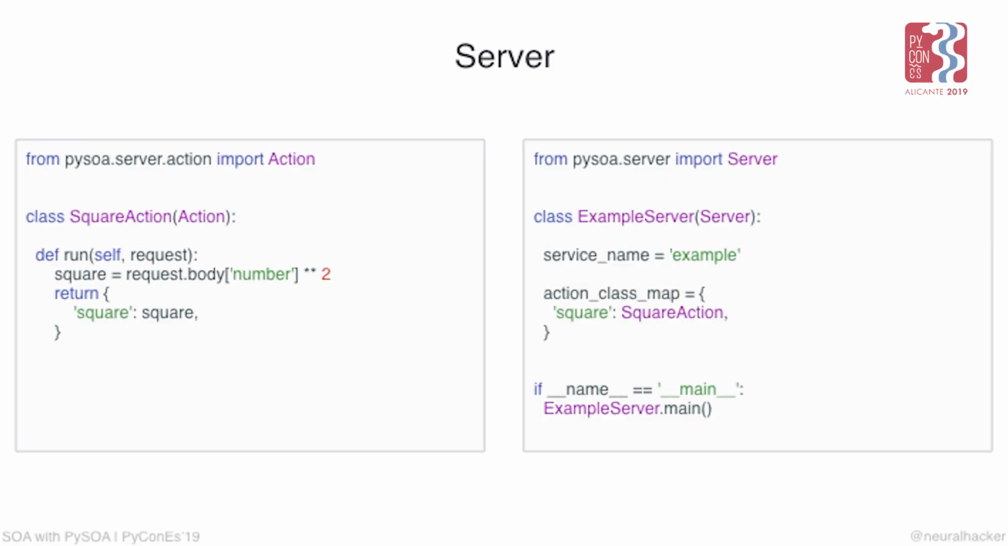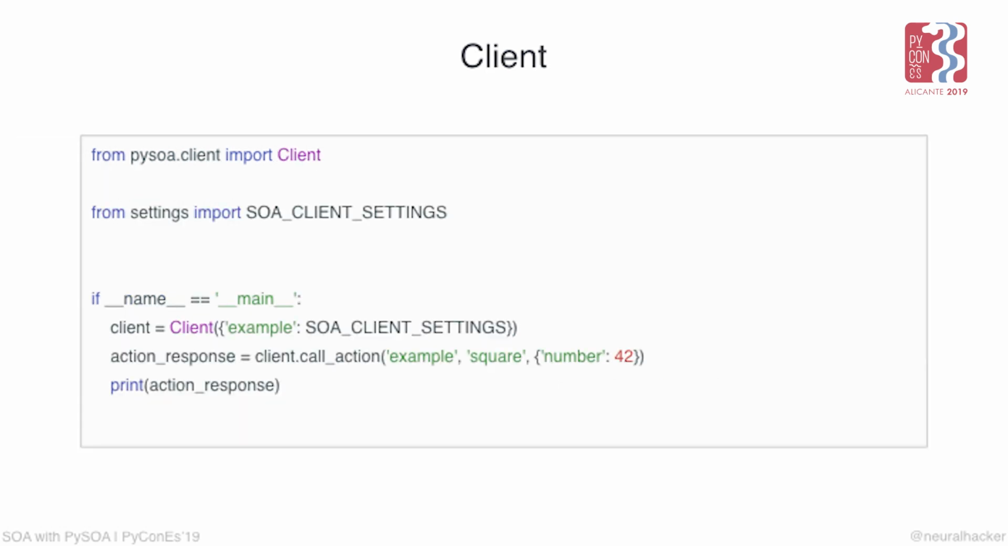And it returns the square. And in the server, we are going to give the server a name, and we are going to map a system name to this, like a path or a name for this action. And then we start a loop working for that.